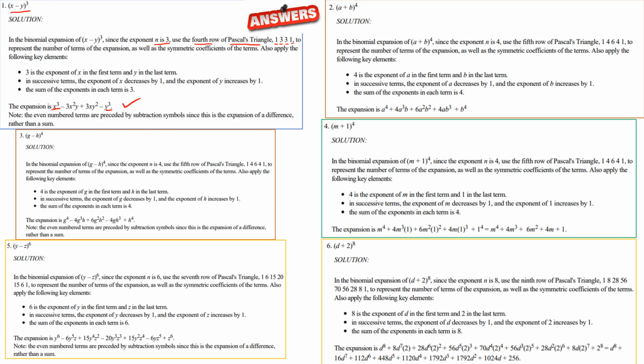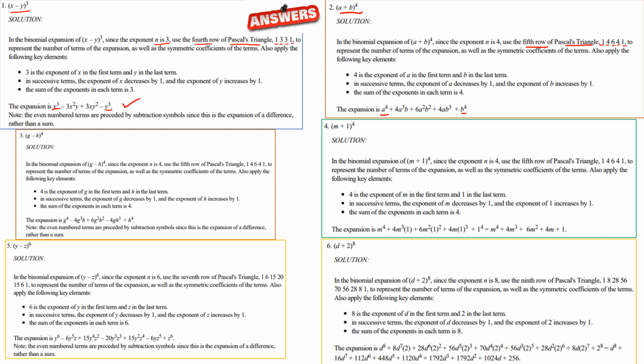Let's do one more, which is of plus type, (a plus b) whole to the power 4. So here the power is 4, so you will use the fifth row of the Pascal triangle. 1, 4, 6, 4, 1 would be the coefficients, and it is positive, so all will have positive sign. 4 is the exponent of a in the first term and b in the last term. So a to the power 4 and b to the power 4 will be the terms.